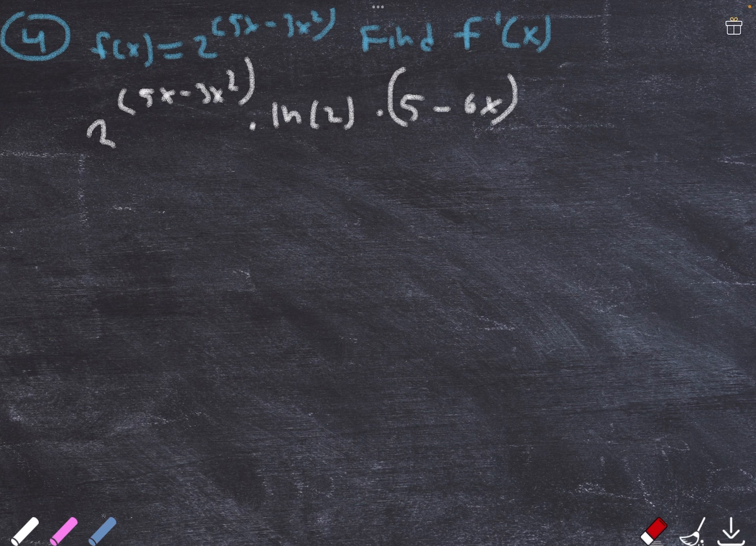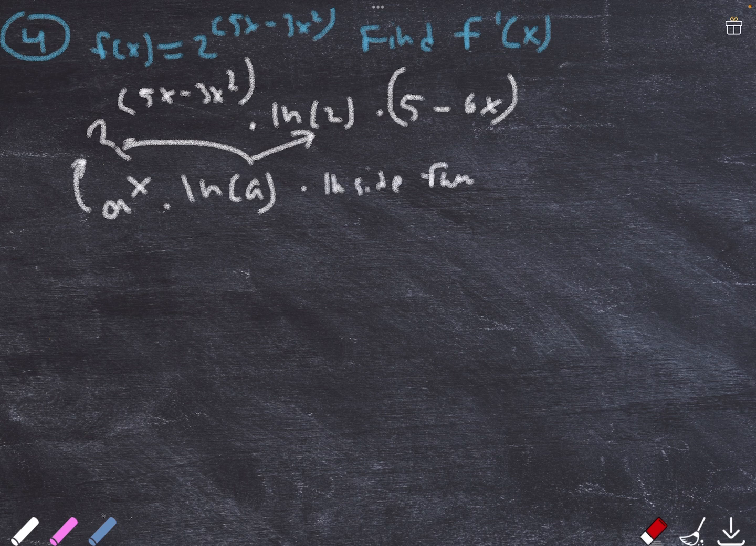So basically, this right here is a to the x, and when we have an a to the x, we're going to multiply by ln of a, which you can see our a here is 2, and our a here is 2, right? Which is the reason why I got ln of 2 up here. And then, because it's the chain rule, we're also going to multiply by the derivative of the inside function, so it's going to be that. Yeah, it was relatively simple if you know your rules.